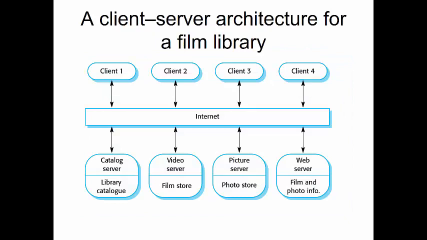Sommerville does love his library systems, and this is an architecture for a film library where clients access the catalog server, video server, picture server, and web server over the internet. They can access all of these different services that are hosted on different servers. So the catalog server and library catalog may be on one server, whilst the web server and the film and photo information are on a second server. This is figure 6.13 on page 168 of the 10th edition.